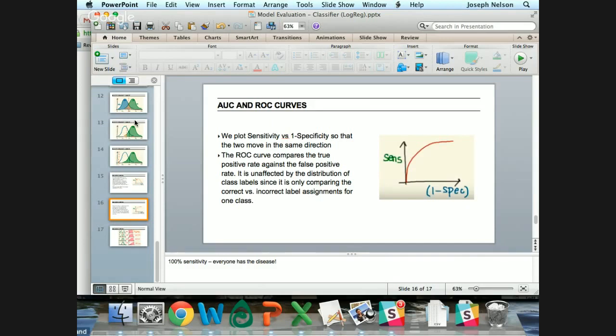We can choose some that give sensitivities and specificities that, when plotted, produce curve A, or some that produce curve B. We obviously want to maximize those two, and curve A would be superior in this case.